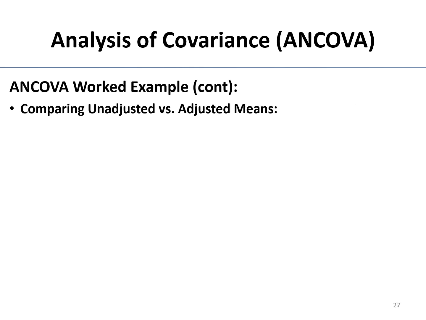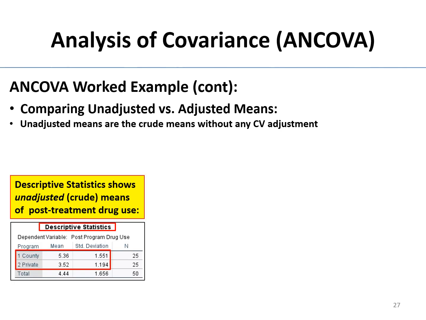So let's take a look at the unadjusted and adjusted means. I told you that it's typical that you would actually do a figure of these. The unadjusted means are the crude means without any covariate adjustment. They come from the descriptives table. There they are, the 5.36 and the 3.52. Those are means without any adjustment.